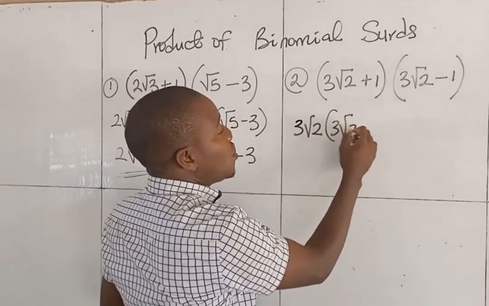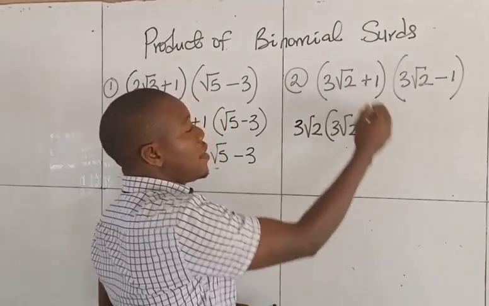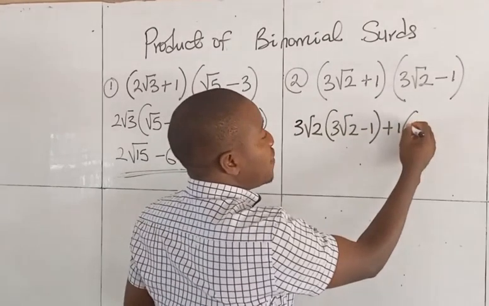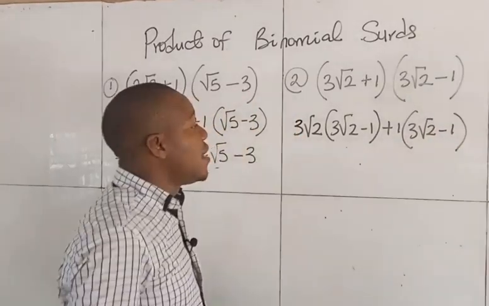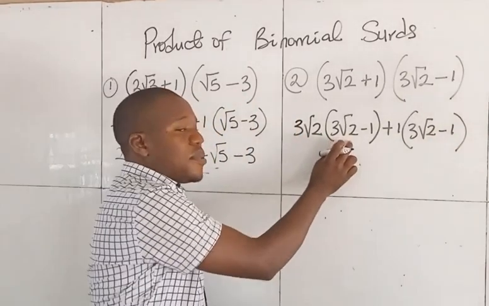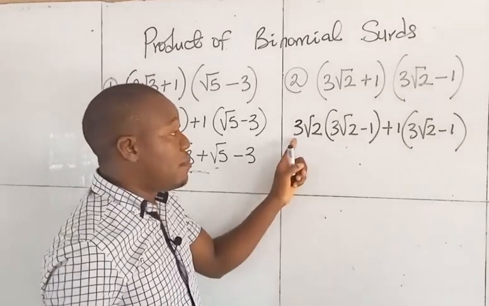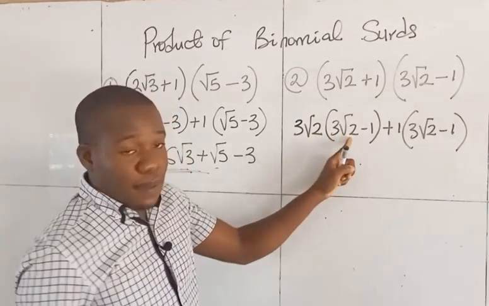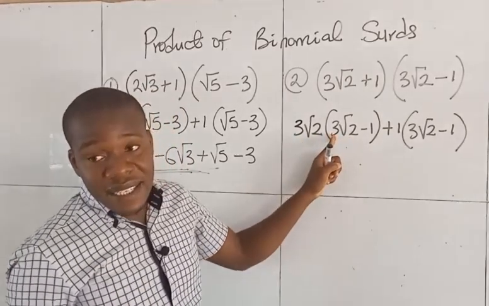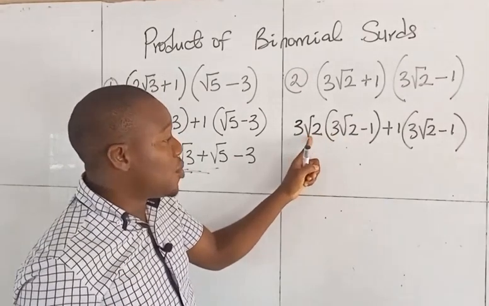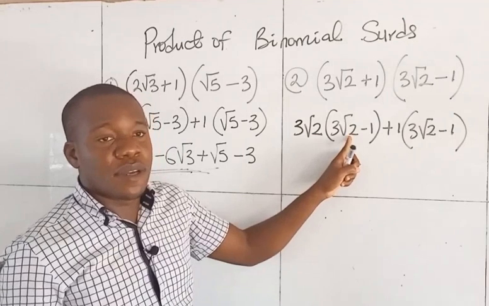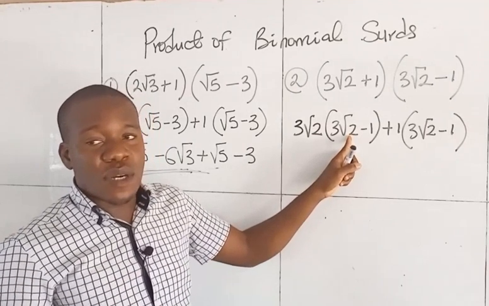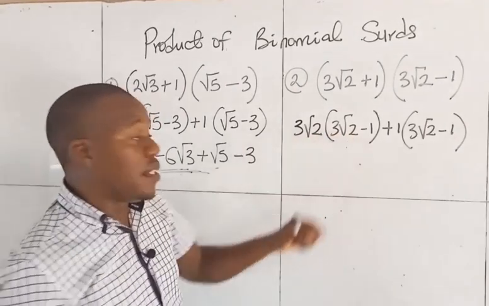3 root 2 minus 1. The next term is plus 1, which multiplies everything. 3 root 2 minus 1. So we simplify. 3 root 2 times 3 root 2. Remember what I said before, the number multiplies the number, the surd multiplies the surd. 3 times 3 is 9. Root 2 times root 2 is 2, because root 2 times root 2 gives you root 4, and the square root of 4 is 2. So 9 times 2 is 18.